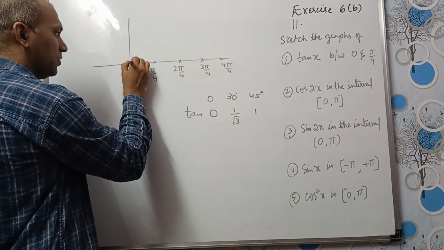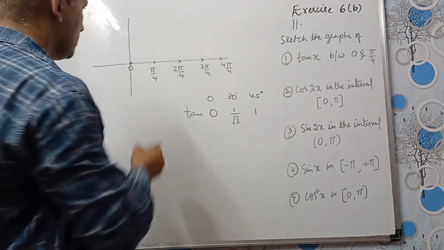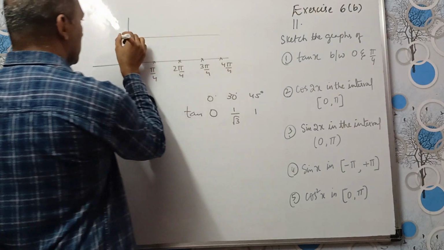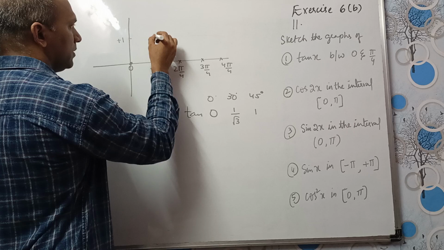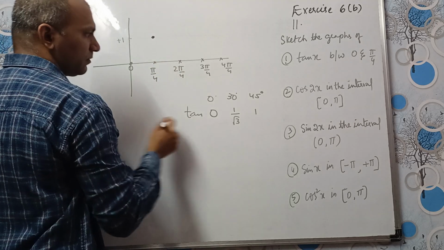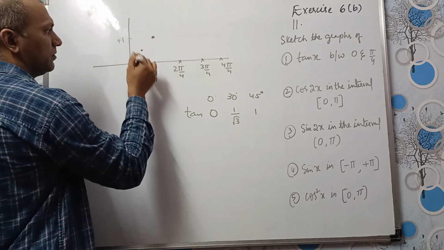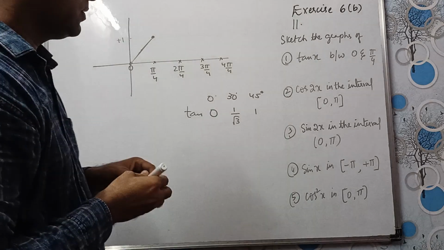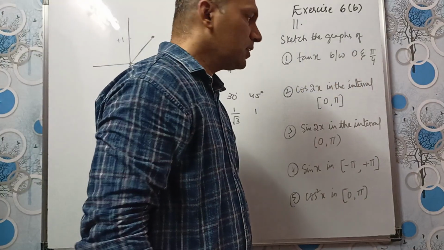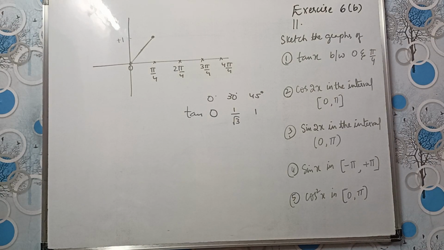Tan 0 is 0 here. See, 1 by root 3 is less than 1, right? So if this is 1, pi by 4 will be here. This will be somewhere between this, right? So we will have a graph like this. Tan x between 0 and pi by 4. Alright, I hope this is clear. Let us solve the next graph now.